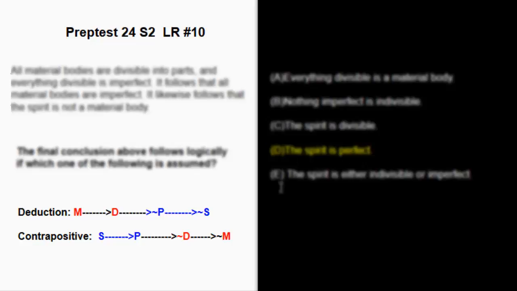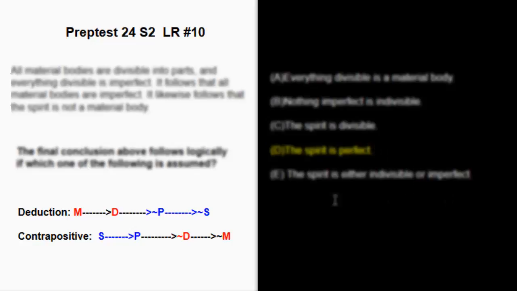So let's take a look at D. D, the spirit is perfect. Okay, let's take a look. Spirit is perfect. We have that. That is the missing premise. That's the part that's in blue. If you plug that in, you're able to derive S to not M. And that's what we're looking for. See? It likewise follows that the spirit is not a material body. So if we plug this part in, we can follow the chain and draw the contrapositive and say S to not M, which is functionally the same as saying M to not S. Okay, guys? So S to P is the missing premise, and that's what we have here in D. The spirit is perfect. So D is the credited answer.